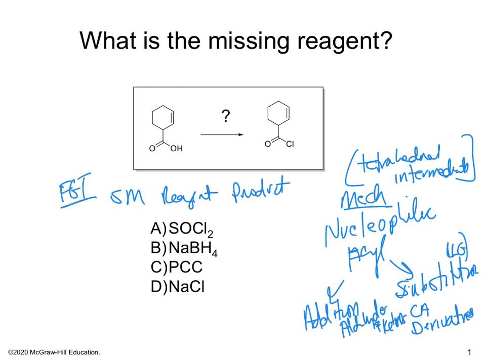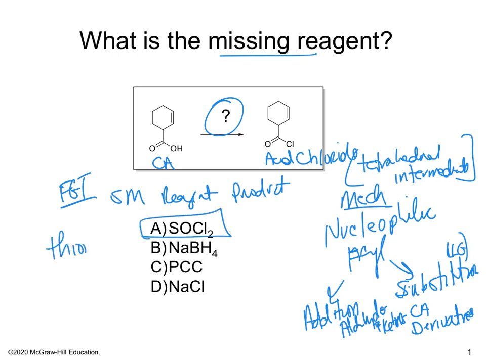All right, so here, what is the missing reagent? You're going from a carboxylic acid to an acid chloride. You don't actually need to draw the mechanism here, you just have to fill in the reagent. And that is thionyl chloride. This is called thionyl chloride.